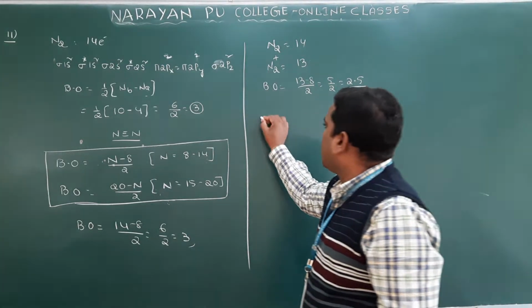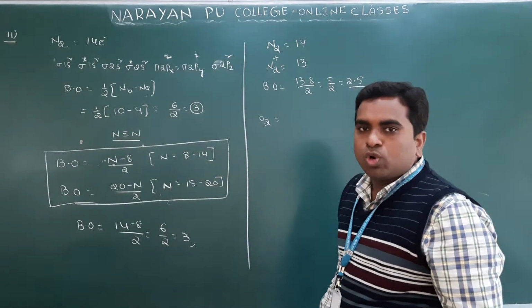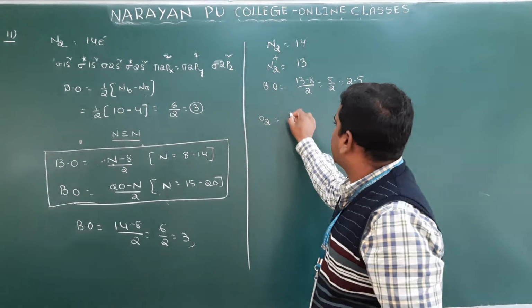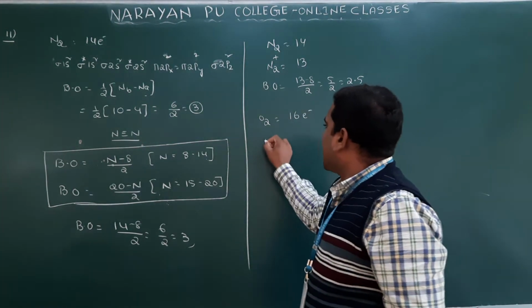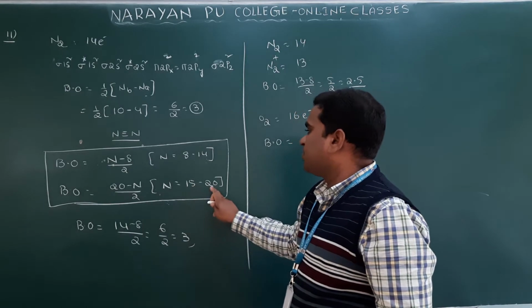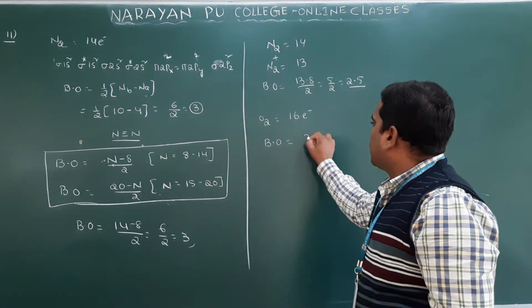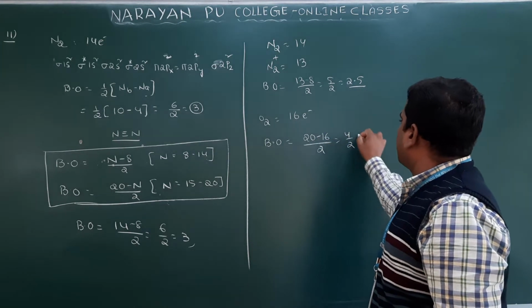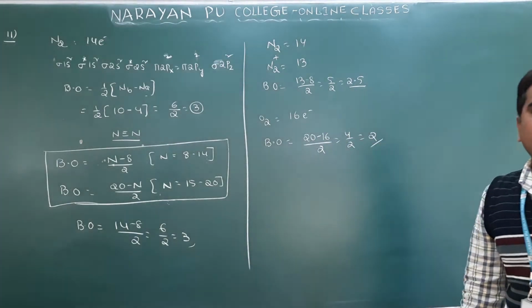Same, calculate the O2 bond order here. O2 means how many electrons? Oxygen means 8, 8 into 2, so 16 electrons will be there. For 16 electrons, which formula do you have to use? You have to use this one, electrons between 10 to 20: 20 minus 16 divided by 2. How much? 4 by 2, which is 2. Bond order is 2.